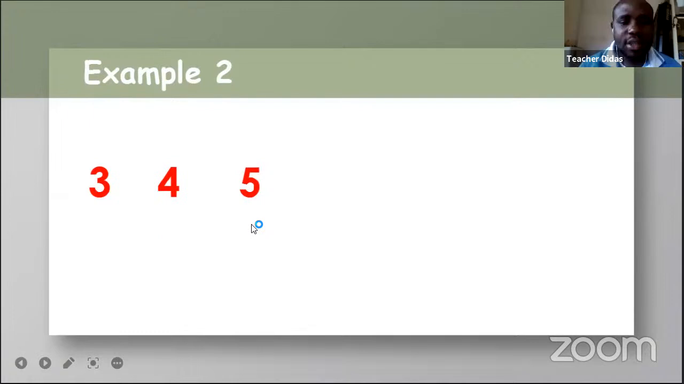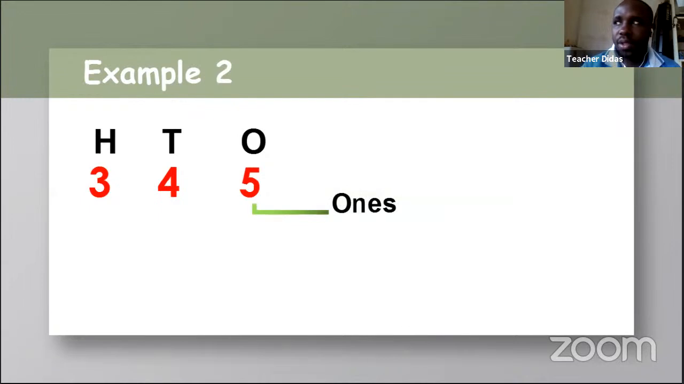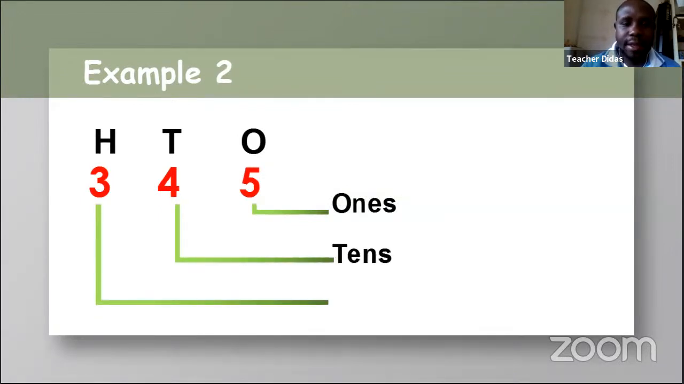So when you look at these two numbers we have, the first one we have said it is ones. You first put them on top for easy identification, and we always put the first letters. Ones begins with O, tens begins with T, and the next one, which is hundreds, begins with H. Then you go and say the place value of 5 is ones. Then the place value of 4 is tens.